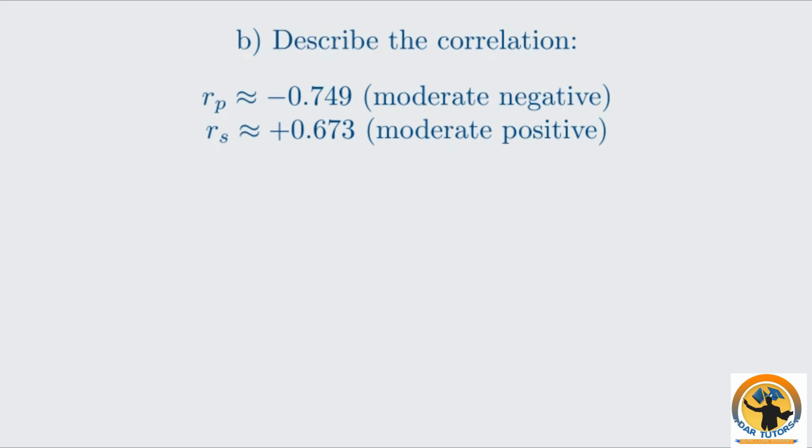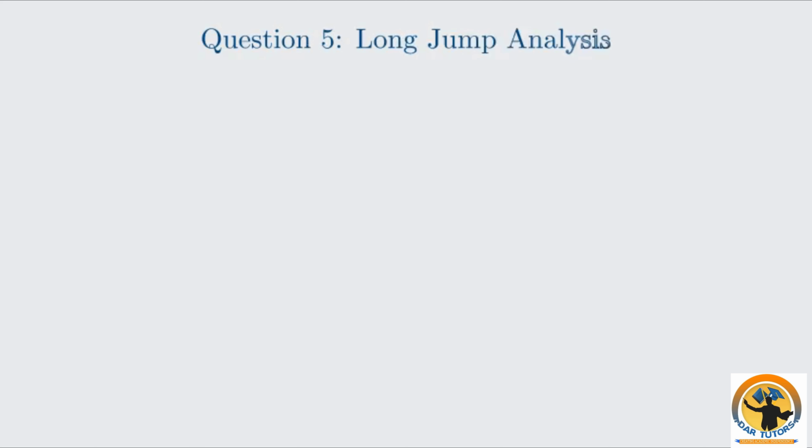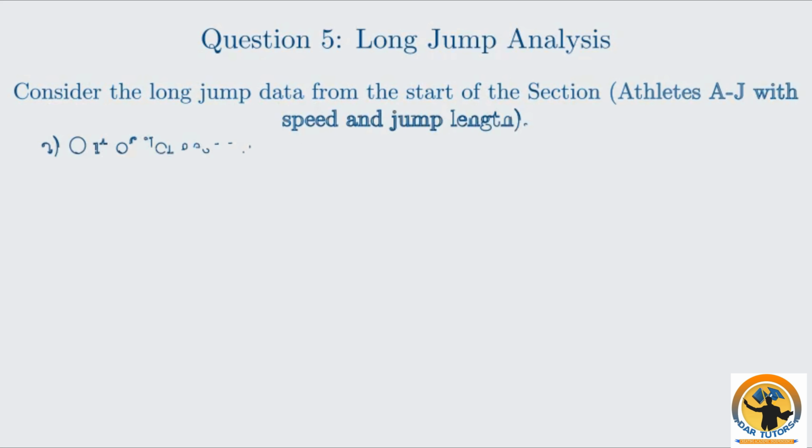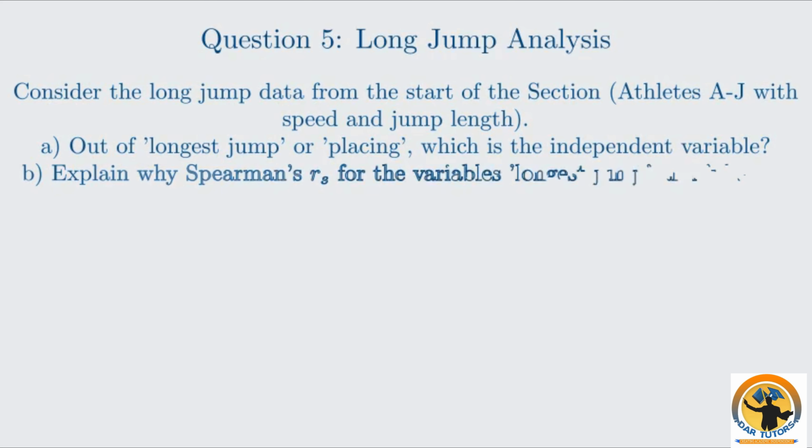Our final practice question is a conceptual one, drawn from exercise 7G, question 7. Let's first clarify the terms independent variable and dependent variable. The independent variable is the one that is changed or controlled, while the dependent variable is the one that is observed or measured.